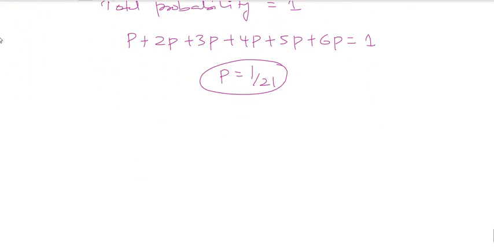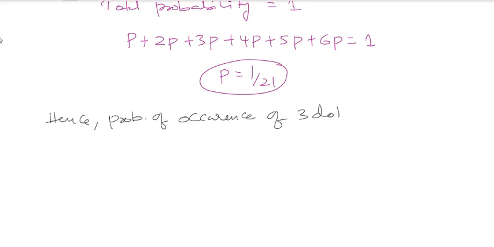What they asked in the problem is the probability of occurrence of 3 dots, which is equivalent to 3 into p. So that is 3 into 1 by 21, which you will have as 1 by 7. This is the answer. That's all.